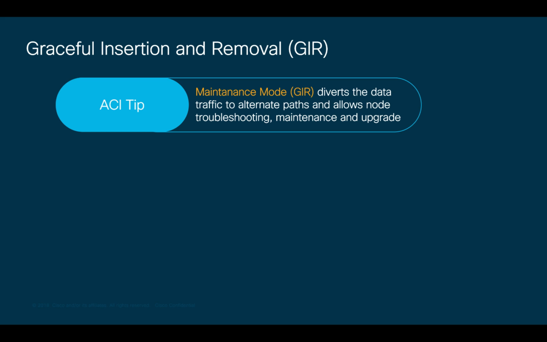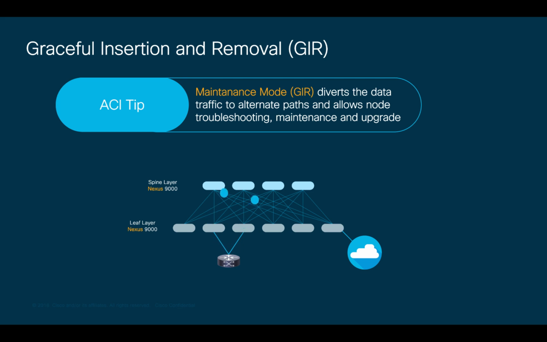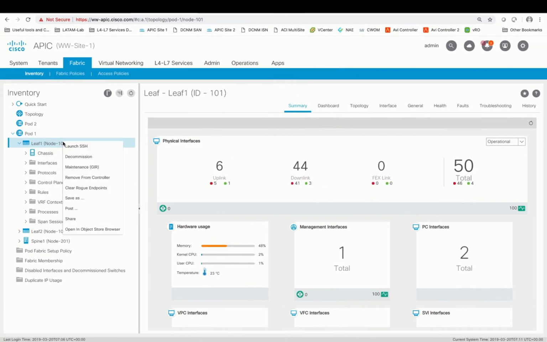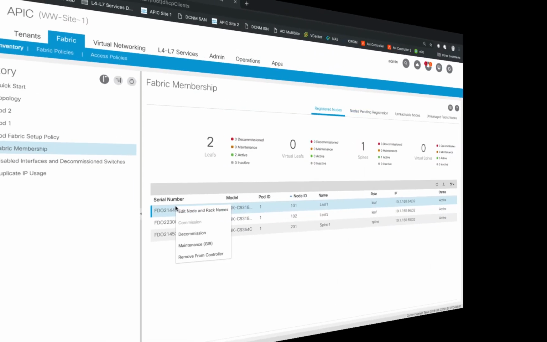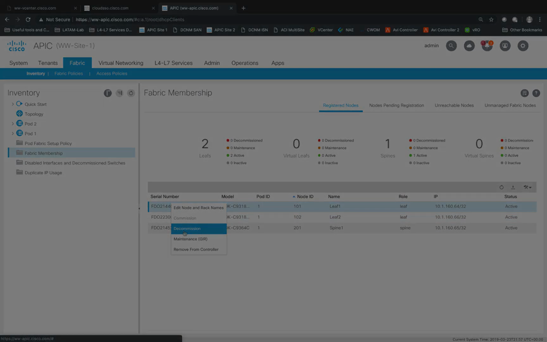It is that simple. As we saw before, graceful insertion and removal, also called maintenance mode, is a great feature that you can not only use in firmware upgrades, but also in any troubleshooting and maintenance tasks where you may need node isolation while still accessing it and its logs through the management ports. You can enable it at the firmware upgrade process or at any given time by right-clicking on the node and selecting this option. If you want to wipe out a switch configuration, just decommission it without GIR mode, and it will be reloaded with its factory defaults. This process takes approximately 10 minutes.